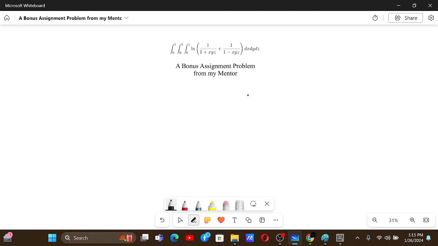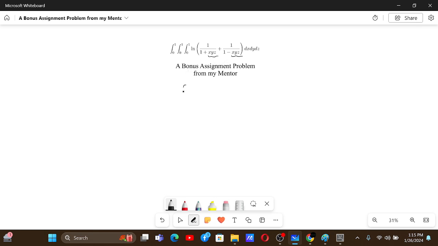Woo! Today I am going to solve a bonus assignment problem from my mentor. This is a really cool problem and the solution development will be really long, but it will not be boring, I'm sure. And the interesting thing is all of the functions over here are of x, y, z.